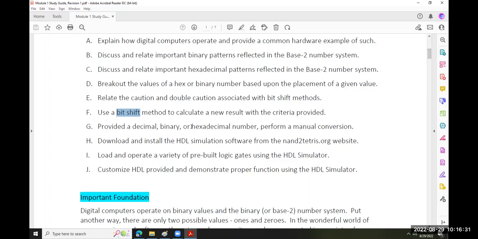Let's go down to section E and F, and then we'll talk about hexadecimal. We want to spend some time reviewing what the hexadecimal number system is, and we want you to be capable of performing a manual conversion.